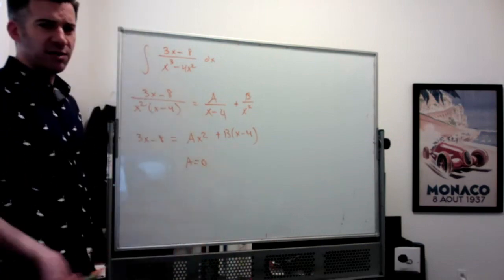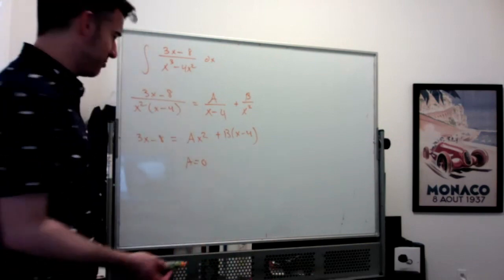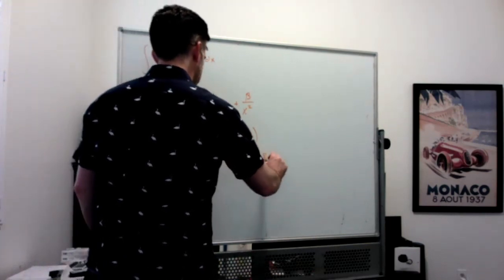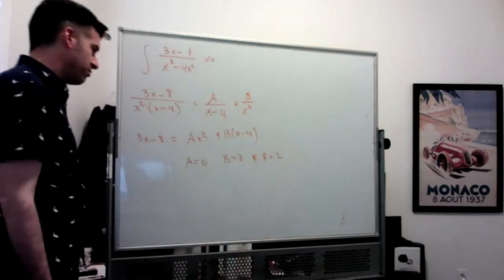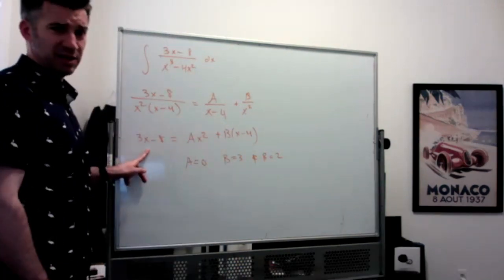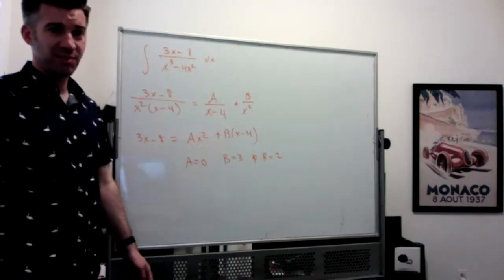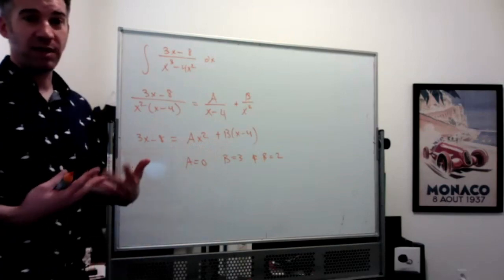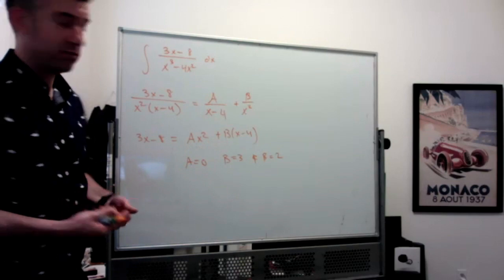And b has to be both 3 and negative 2. Sorry, positive 2. B has to be 3 so that we get a 3x. But b has to be 2 so that we get a negative 8. That's not going to work. So we don't have enough pieces to reconstitute our fraction.